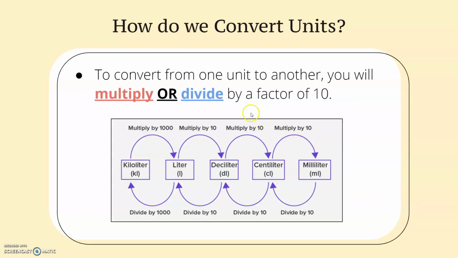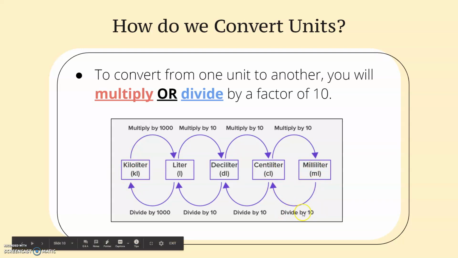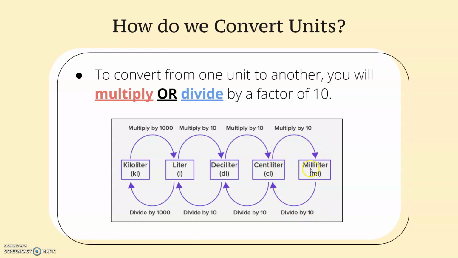To convert from one unit to another, you will either multiply or divide by a factor of 10, and we see that with this little flow chart. We see the liter, the milliliter, the centiliter, as well as the kiloliter. To go from milliliter to centiliter, you divide by 10. But to go from centiliter to milliliter, you multiply by 10. Same thing with kiloliter and liter: you divide by 1,000 to go from liter to kiloliter, or from kiloliter to liter, you multiply by 1,000.